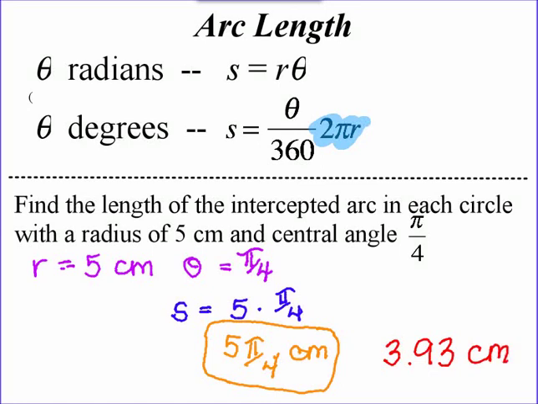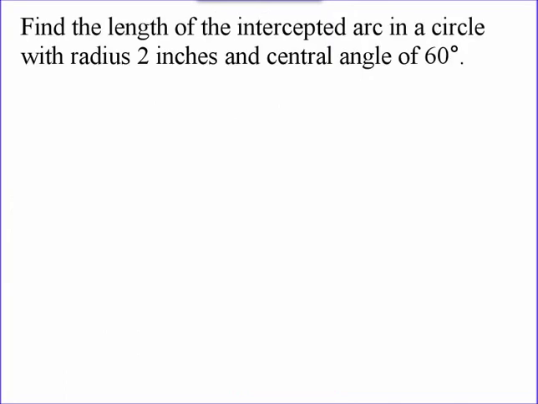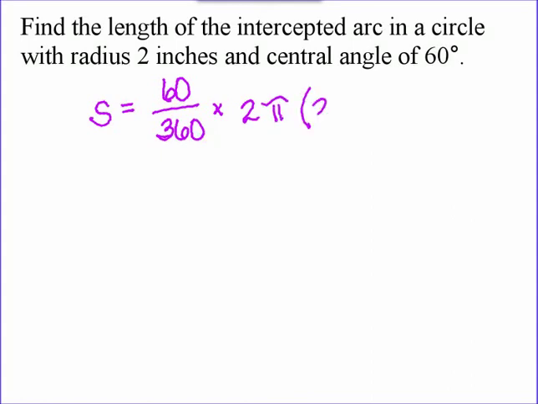Okay, let's look at another problem. Find the length of the intercepted arc in a circle with radius equals 2 inches and central angle 60 degrees. Once again, instead of writing all that, a good thing to write would be r equals 2 inches, theta equals 60 degrees. So s equals theta, which in this case is 60, divided by 360, times 2 pi r.